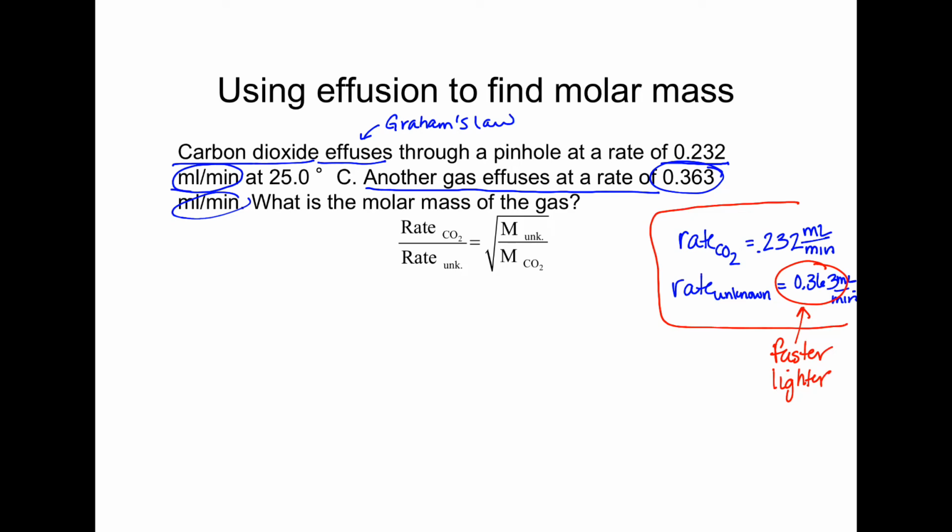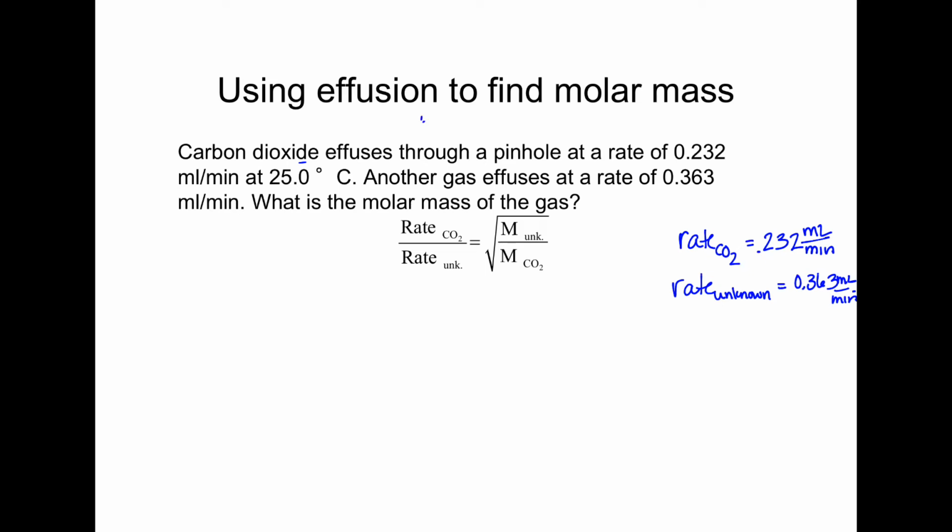And I'm going to keep that in mind when I actually get my number here, because this problem is asking what is the molar mass of the gas. When I actually get my answer, I'm just going to make sure that the unknown gas was a lighter gas. Okay, so the problem says, what's the molar mass of a gas? And I know that I can use the comparative version of Graham's law, where I'm comparing two gases to each other. Now again, I'm comparing two rates on this side, which I have. So I have the rate of carbon dioxide, I have the rate of my unknown.